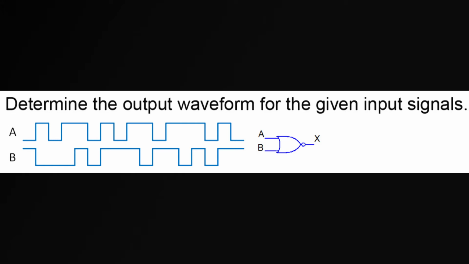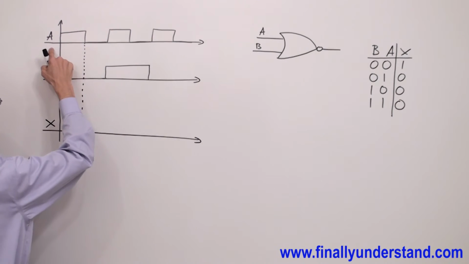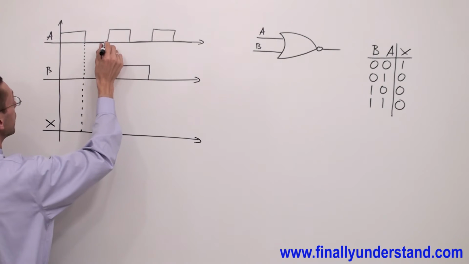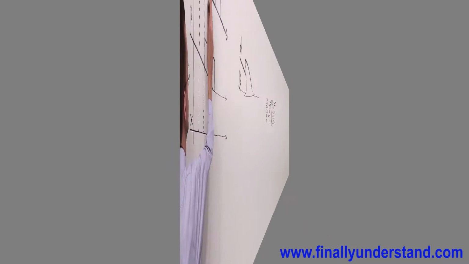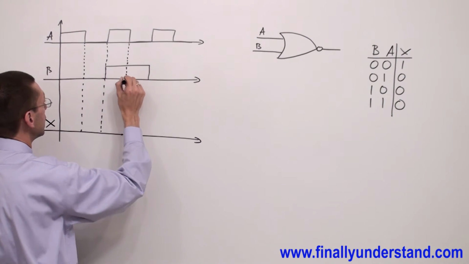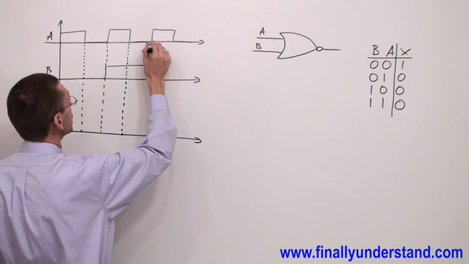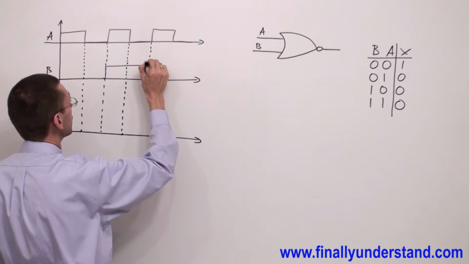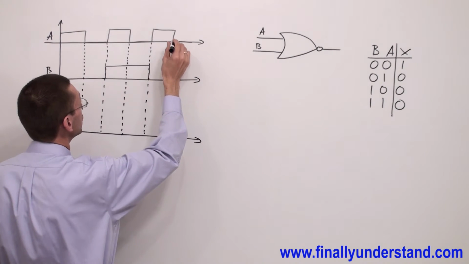What are we supposed to do first? We're supposed to mark the changes of waveform A and waveform B, like always. I have another transition from high to low at this time, and at this time I have transitioned from low to high, and I have transitioned from high to low.